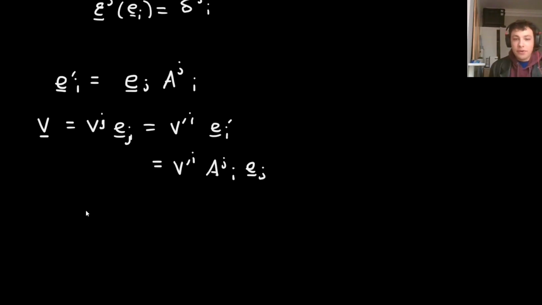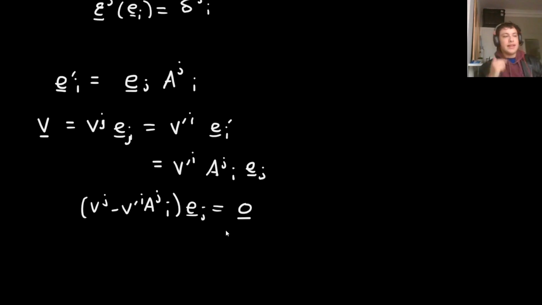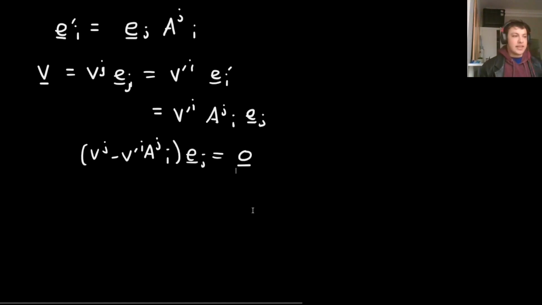Now we have these on both sides, so we can subtract this side from this side, and we're going to get (v^j minus v prime^i a^j_i) e_j equals 0. Now this is a basis, so it's linearly independent. So if the sum of all the e_j's times some numbers is 0, that means all of those numbers have to be 0. They can't cancel each other out.